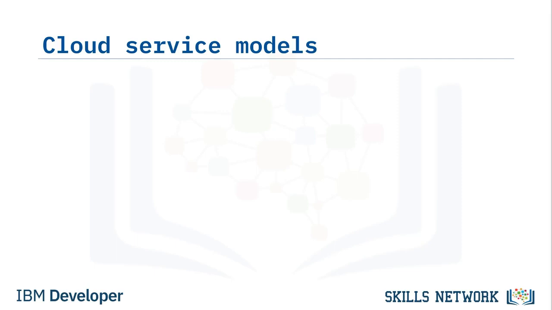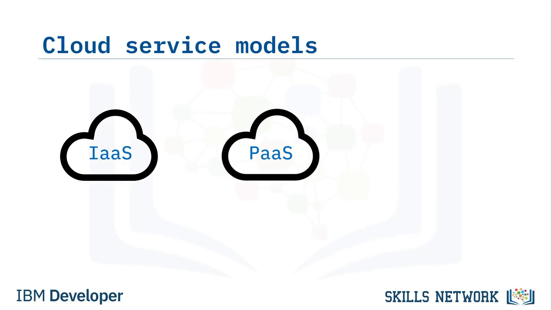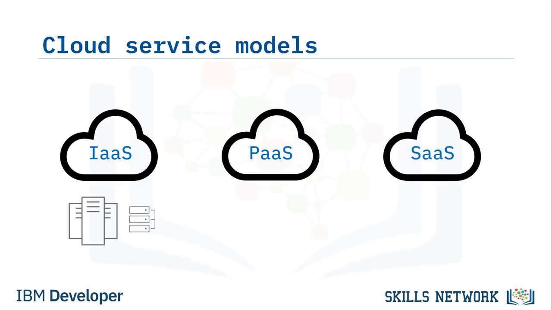These cloud computing models are aptly referred to as Infrastructure as a Service, or IaaS, Platform as a Service, or PaaS, and Software as a Service, or SaaS. In an IaaS model, you can access the infrastructure and physical computing resources, such as servers, networking, storage, and data center space, without the need to manage or operate them.